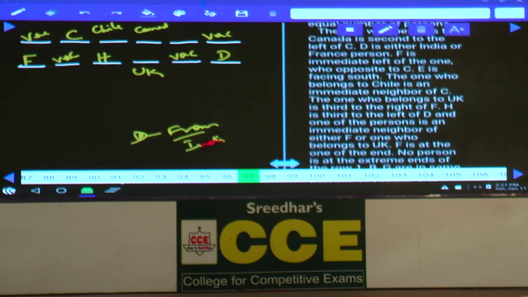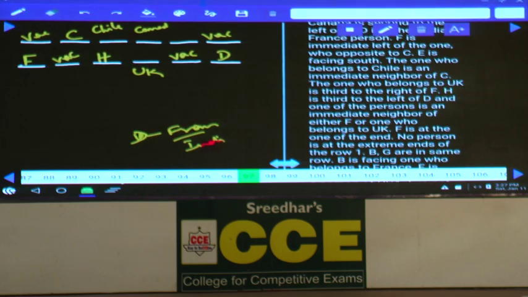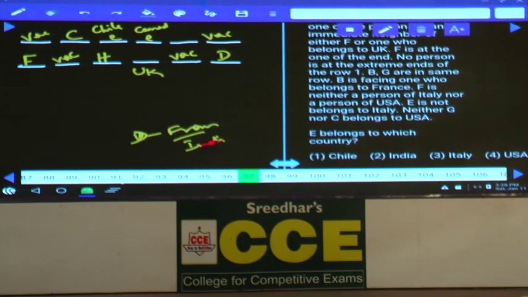And F is to the immediate left of the one who is opposite to C. And E is facing south. As E is facing south, E must be either the person who belongs to Chile or to Canada. And we get two different possibilities. The one who belongs to Chile is an immediate neighbor of C. The one who belongs to UK is to the right of F. H is seated to the left of D. And one other person is an immediate neighbor of either F or the one who belongs to UK. And F is at one of the ends of the row.